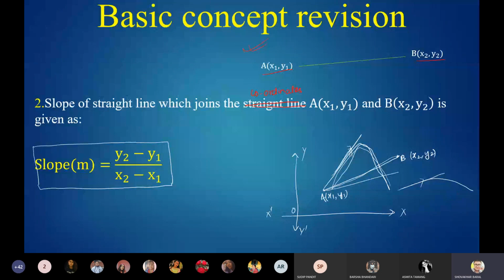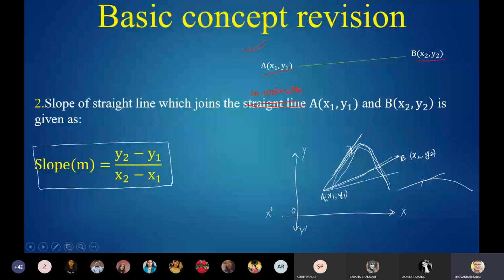But actually you need to know these things from class 8 and class 9, though I'll be discussing them so that you will be clear with the concept. I'll discuss it in later slides. So please write the formula. Slope of the straight line which joins the coordinates A(x1, y1) and B(x2, y2) is given as (y2 minus y1) by (x2 minus x1).